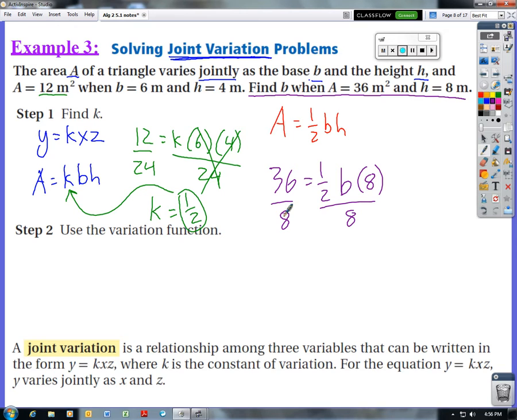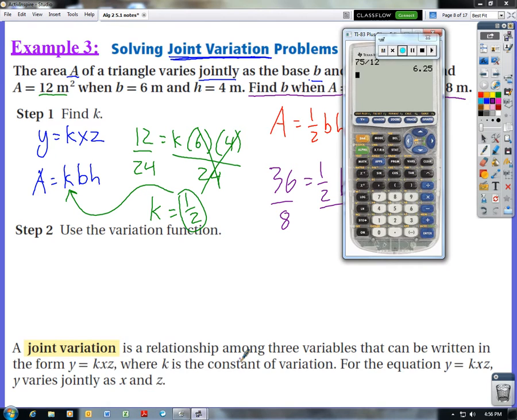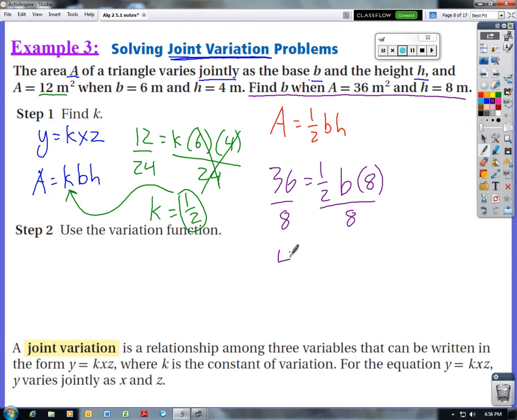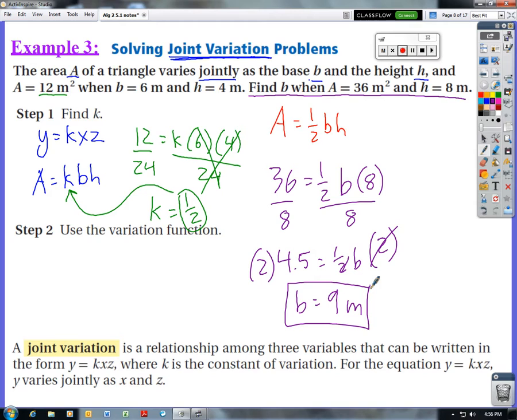If I'm not mistaken, well, I better use my calculator. 36 divided by 8 equals, oh, it's 4.5. No wonder that wasn't coming to mind right off the bat. So 4.5 equals 1/2 times base. And then to get rid of that 1/2, I divide both sides by the reciprocal, which is 2. So that gets rid of the 2 on top, 2 on bottom. Multiply this by 2. And base is equal to 9 meters. Don't forget about those units.